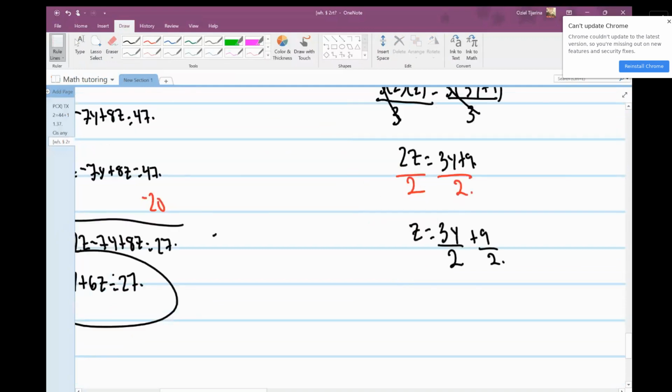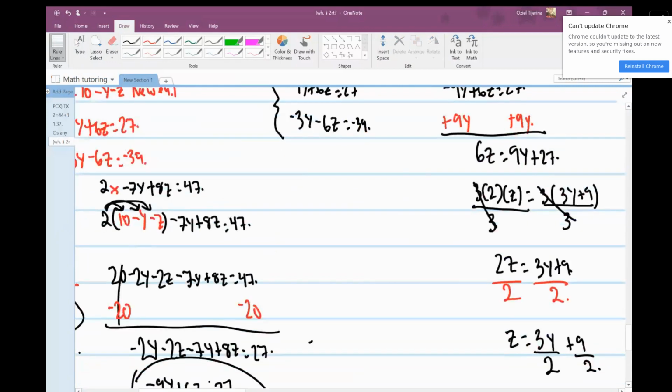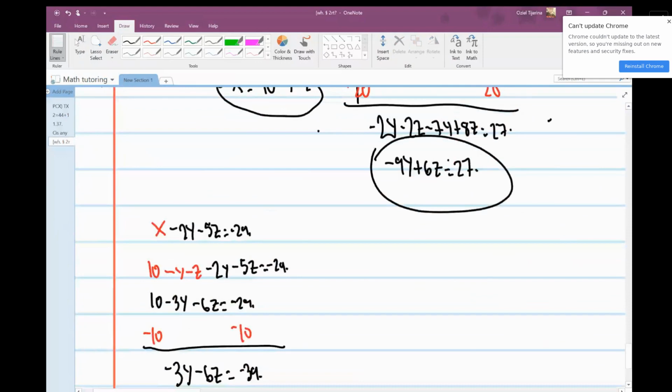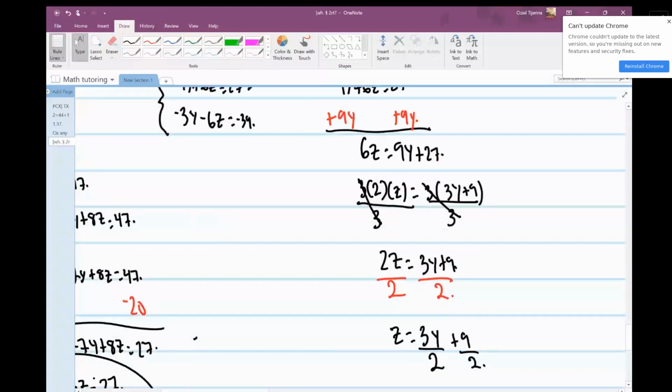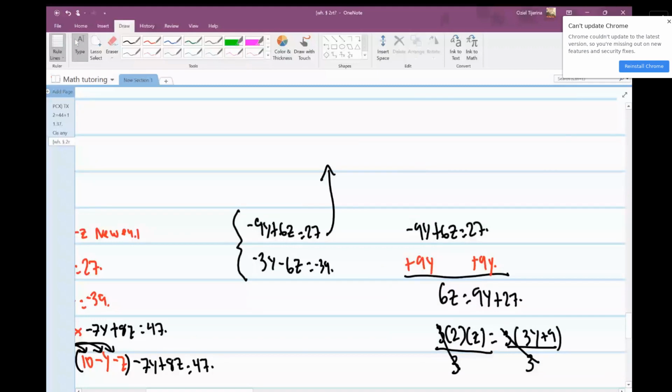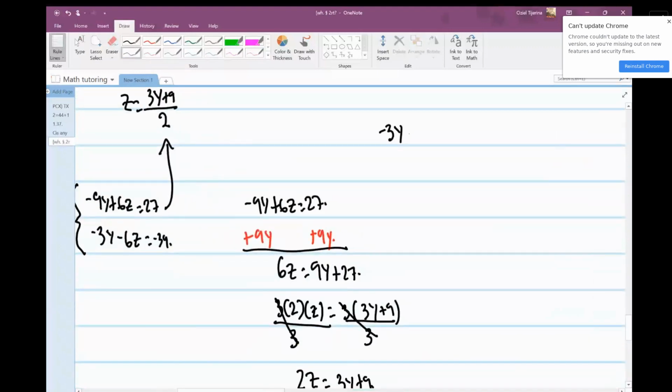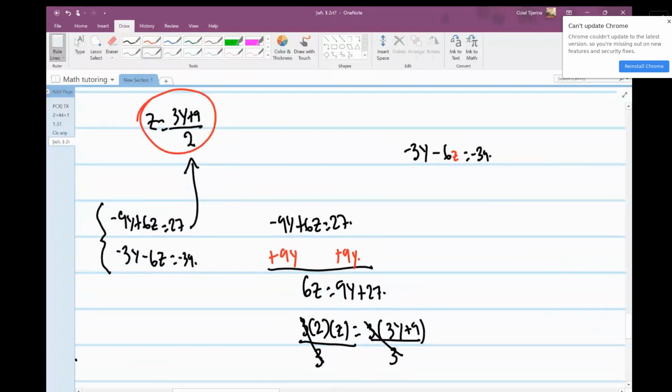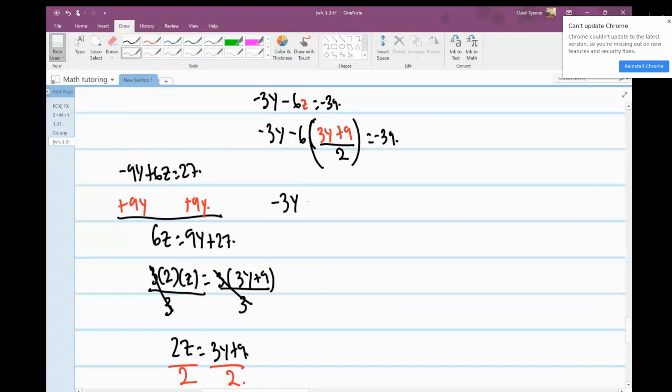Then we can plug this into the other equation. So we have z equals 3y plus 9 all over 2, and that's the equation we came up with. Now we plug that into the second one: negative 3y minus 6z equals negative 39. So we have negative 3y minus 6 times the quantity 3y plus 9 all over 2 equals negative 39. Now you have negative 3y minus 18y over 2 minus 54 over 2 equals negative 39.